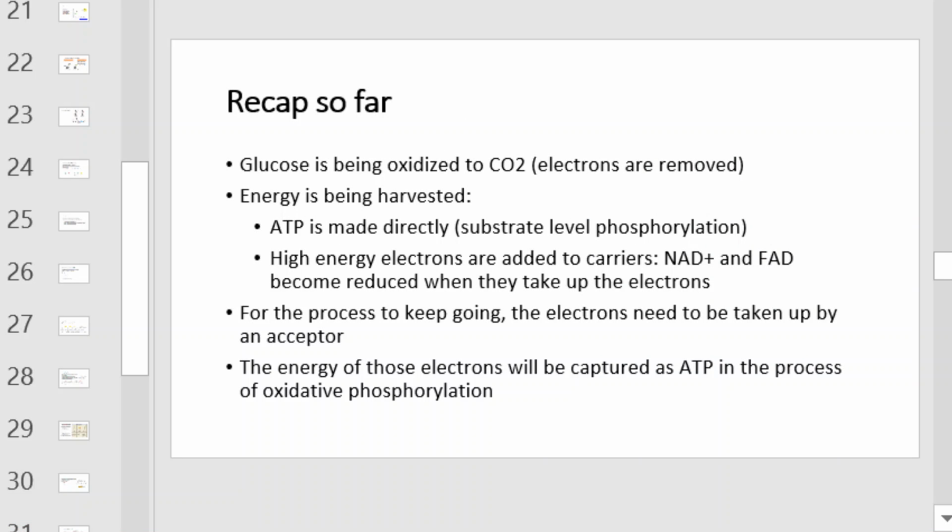Recapping so far, glucose is being oxidized to CO2 and electrons are being removed. Energy is being harvested. ATP is made directly through substrate-level phosphorylation. High energy electrons are added to electron carriers NAD and FAD to become reduced when they take those electron carriers up. For the process to keep going, the electrons need to be taken up by an acceptor. The energy of those electrons will be captured as ATP in the process of oxidative phosphorylation in the electron transport chain.